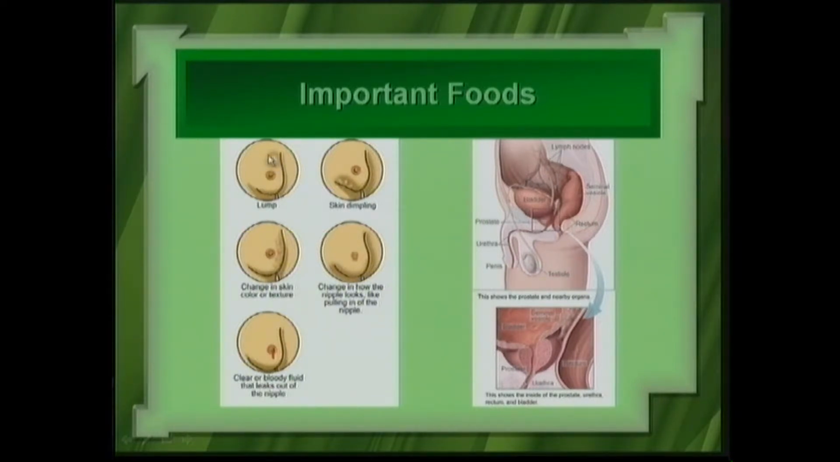So you could have a lump, or you could have dimpling, uneven texture of the skin. Here, a change in the skin texture or skin color. You can have a change in how the nipple looks, like the nipple could be inverted. That is another symptom. If you have a bloody fluid coming out of the nipple or clear fluid coming out of the nipple, with all of these, you go to your doctor right away.